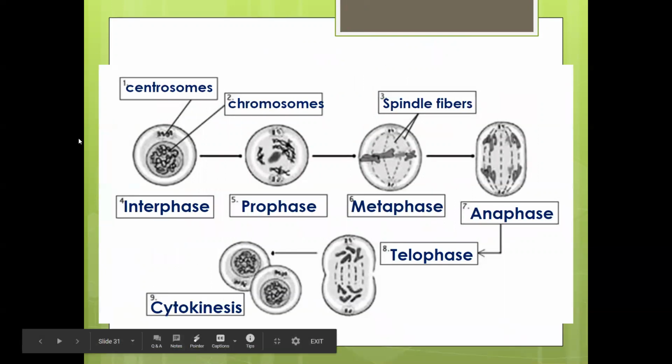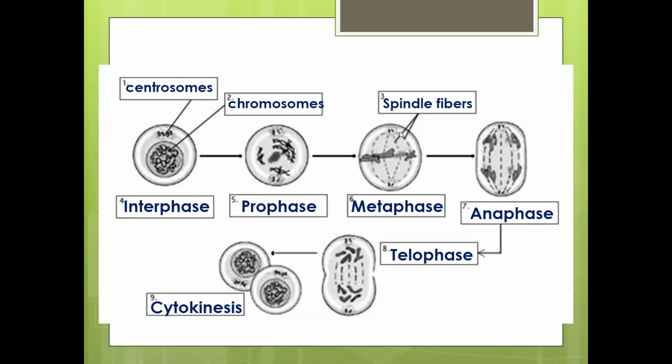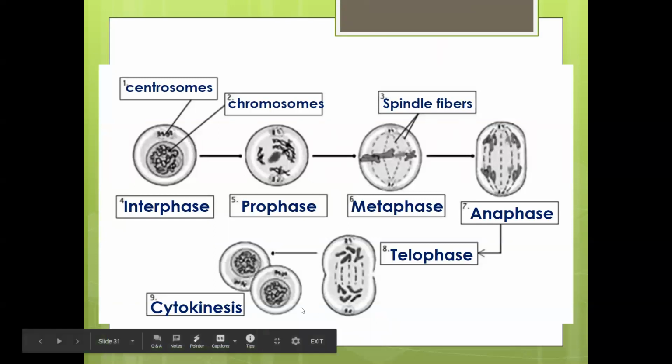But you can see the centrosomes, you can see the chromosomes starting to form here. You can see the spindle fibers showing up, then they're forming over in prophase, but you can see them connecting there. You can see anaphase, those spindle fibers are pulling the chromosomes away, and telophase, and then finally cytokinesis there.